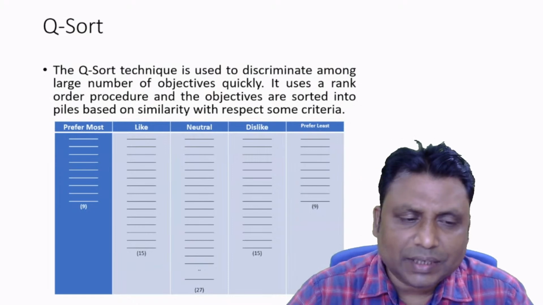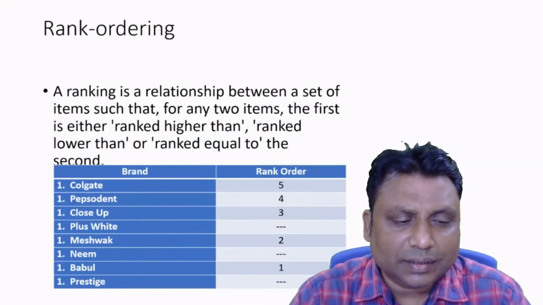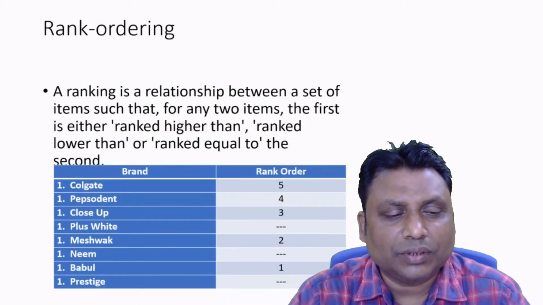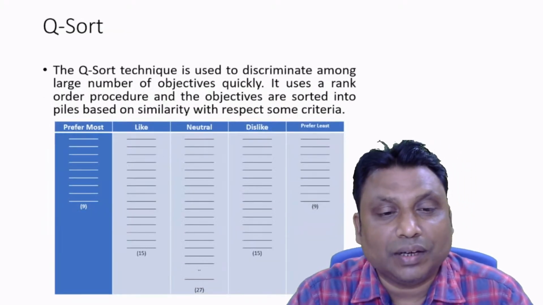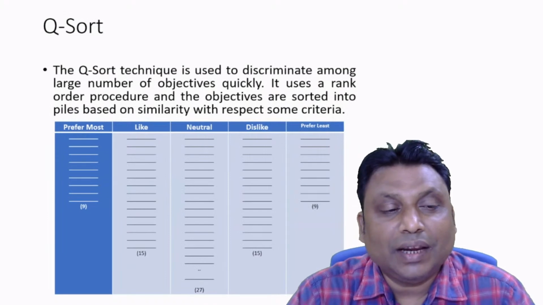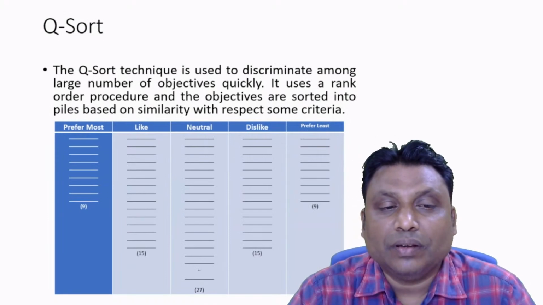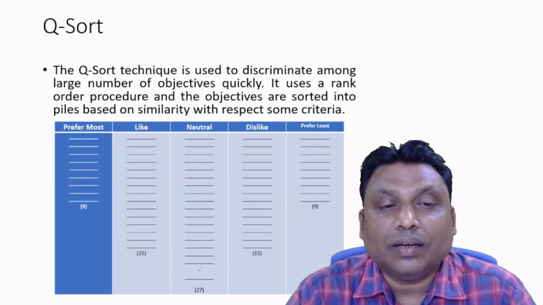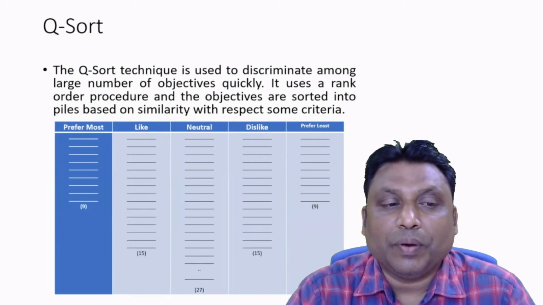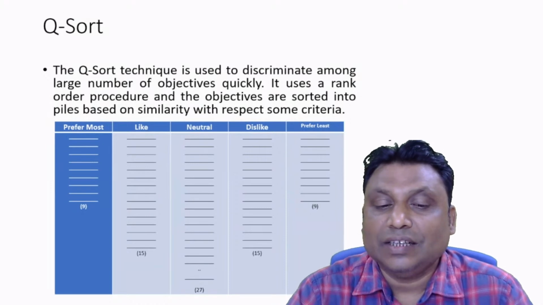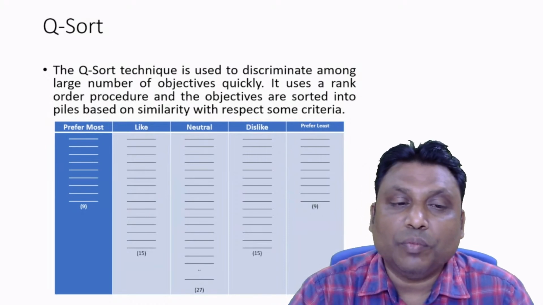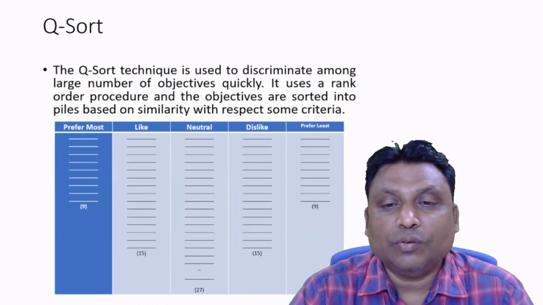Now suppose here a very small number of products is given, 1, 2, 3, 4, 5, 7. So a large number is given. Then how can you find this out? So in further cases, what happens? Now we have to use something like your Likert scale: prefer most, like, neutral, dislike, and prefer least. So which type of product they are using more, which type of product they are using less.